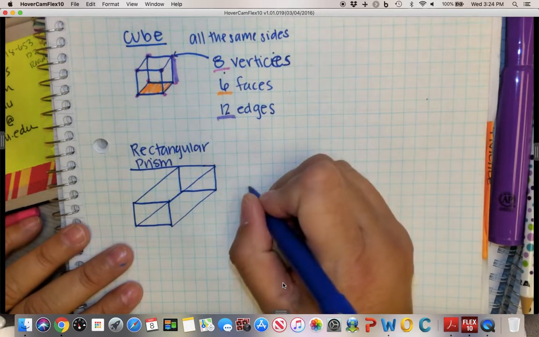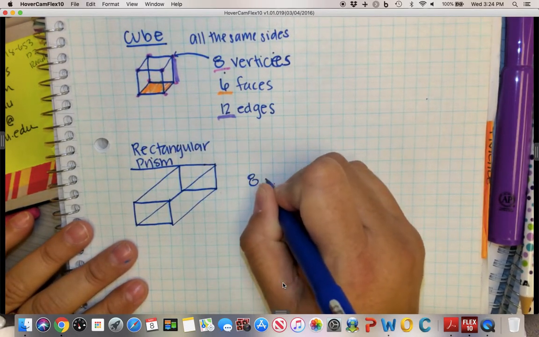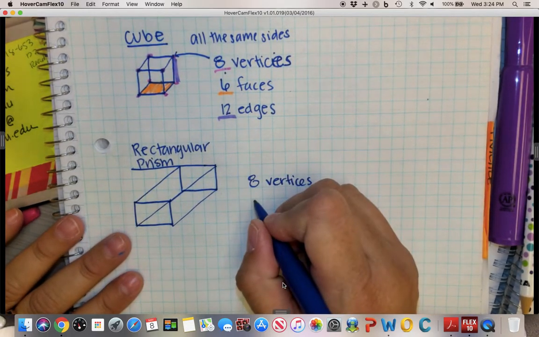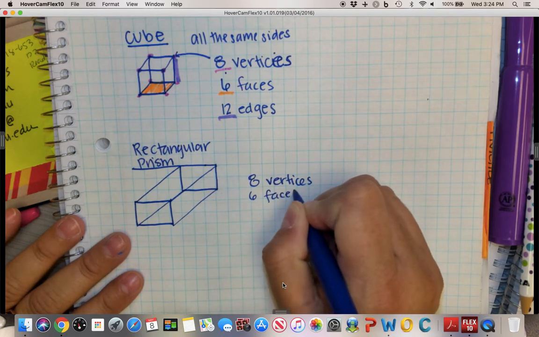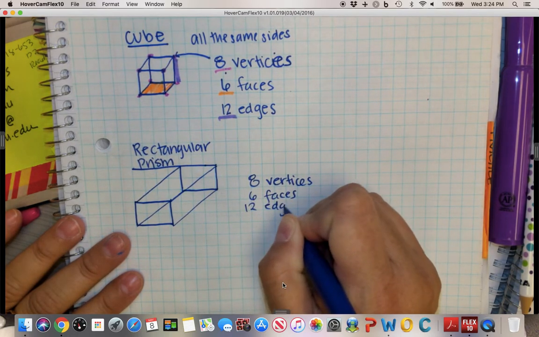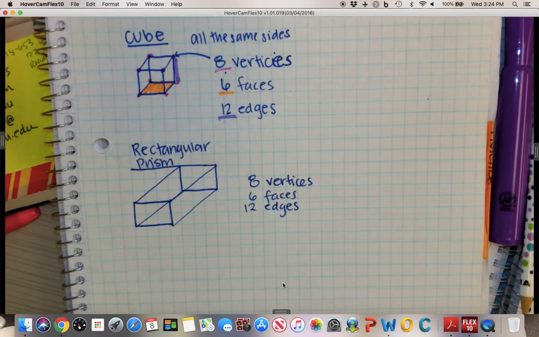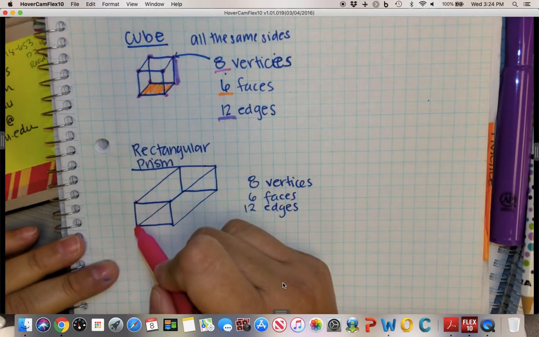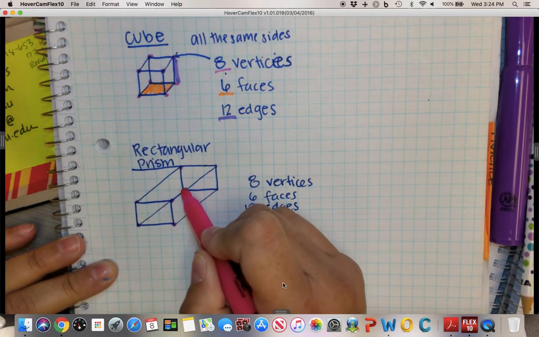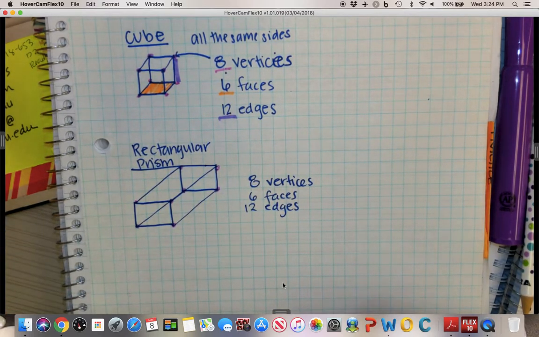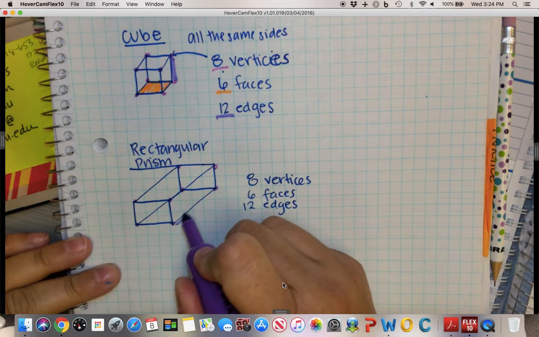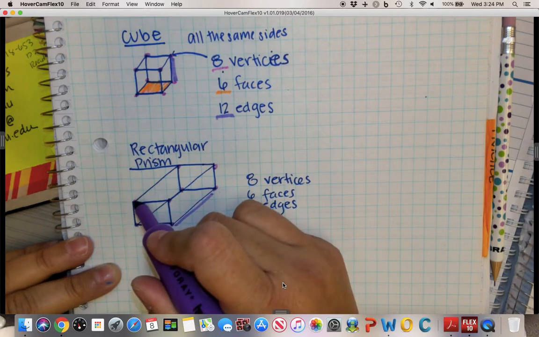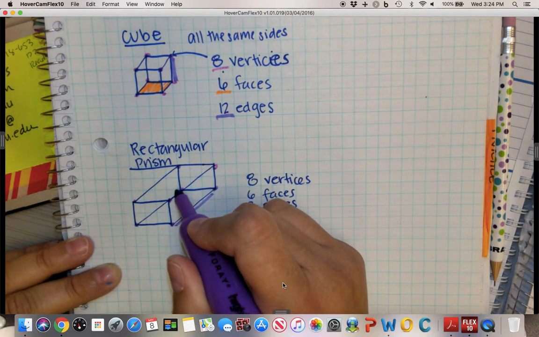And a rectangular prism, just like a cube, has 8 vertices, 6 faces, and 12 edges. Go ahead and count them. 1, 2, 3, 4, 5, 6, 7, 8. Edge 1, 2, 3, 4, 5, 6, 7, 8, 9, 10, 11, 12.